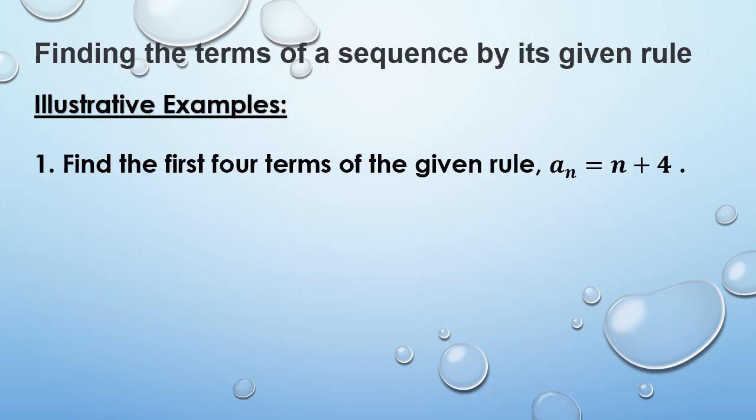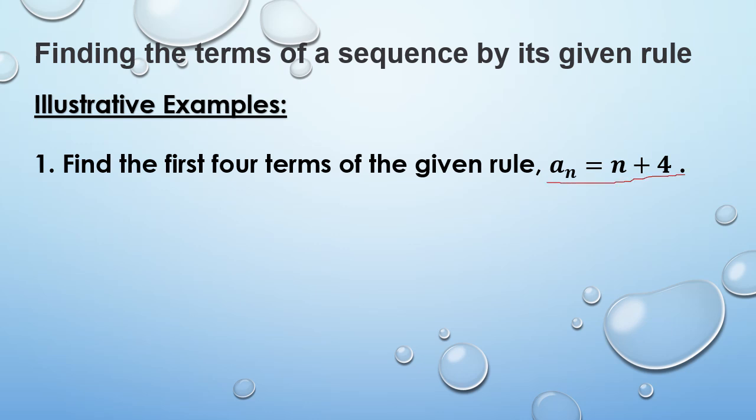Okay, so finding the terms of a sequence by its given rule. Find the first 4 terms of the given rule. A sub n is equal to n plus 4. So what is this given rule? Usually a given rule of a sequence is like a formula a sub n. So here, in our example, we have a sub n is equal to n plus 4.